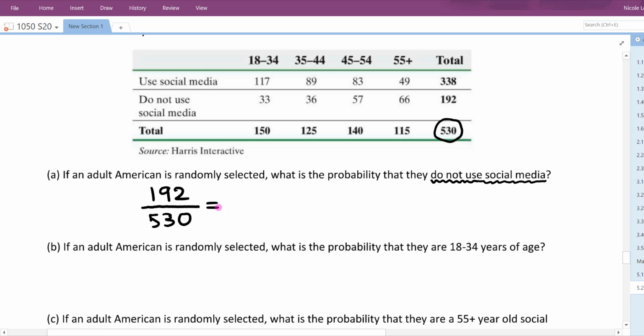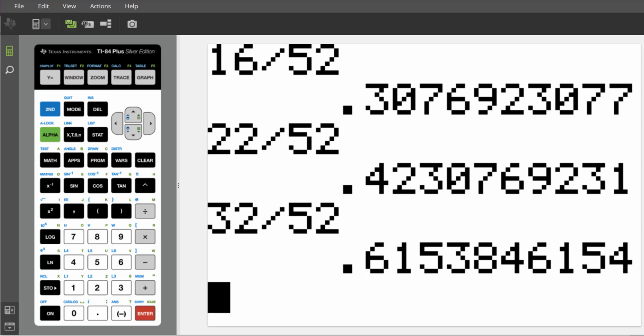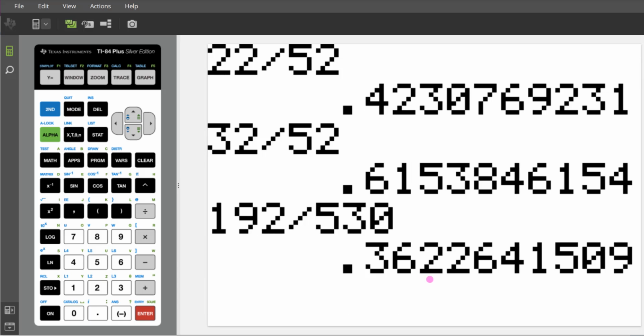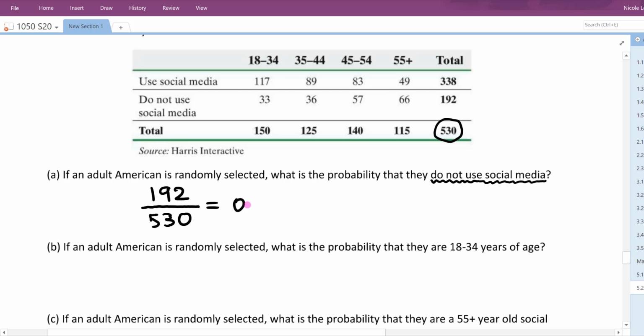And then just going to our calculator to divide these two to get our decimal answer. And I'll round it to the third decimal place. So since there's just a 2 that comes after, this will round to be 0.362. Or about 36%. So about 36% of the people surveyed are not using social media.